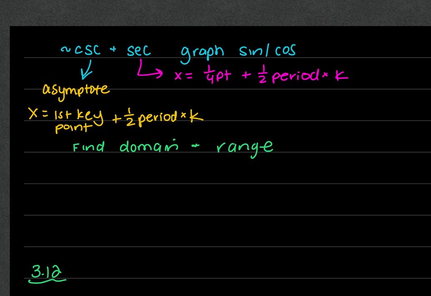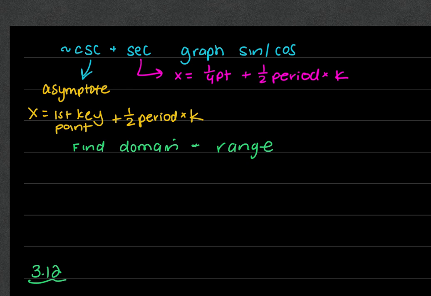So now cosecant and secant graphs. These are where you're going to graph sine and cosine. And then everywhere there's a 0, you put an asymptote, and then you bounce your parabolas off the top and the bottom. What's important here is to make sure you understand where the asymptotes happen.